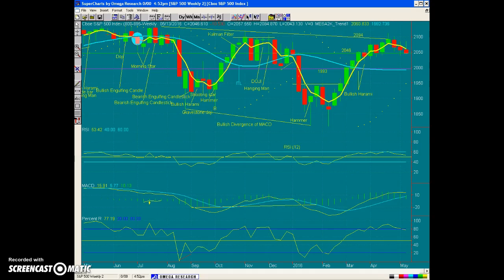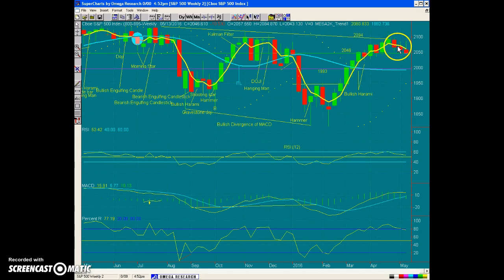And here's the weekly chart of the S&P 500. First of all, the Kalman filter is still above the instantaneous trend line. According to the MESA, Dr. Adler's system, when Kalman filter is above the instantaneous trend line, the trend is up on this time frame, the weekly time frame.